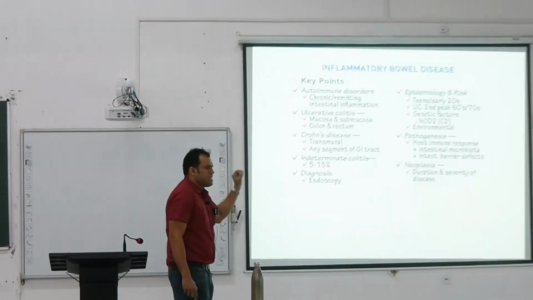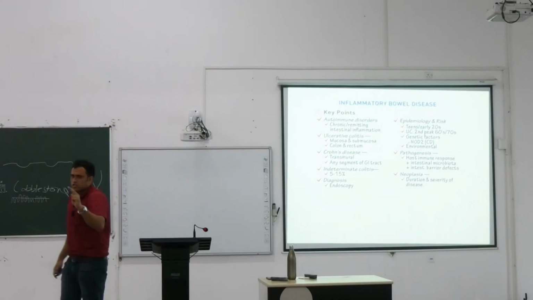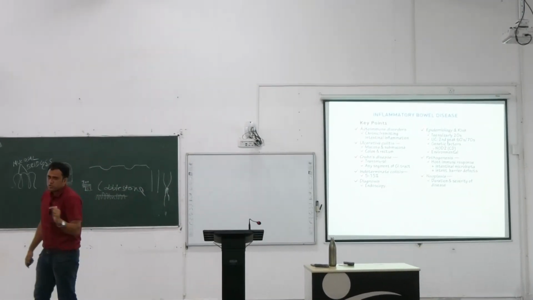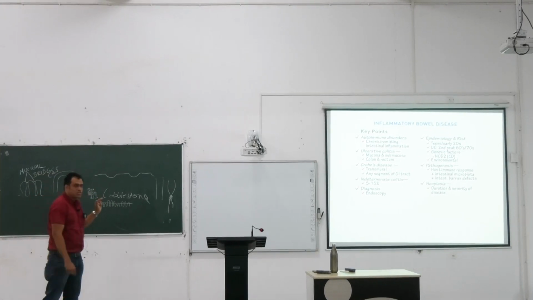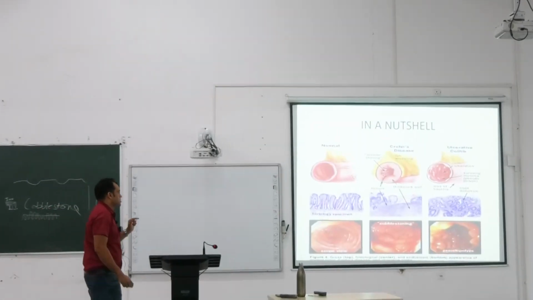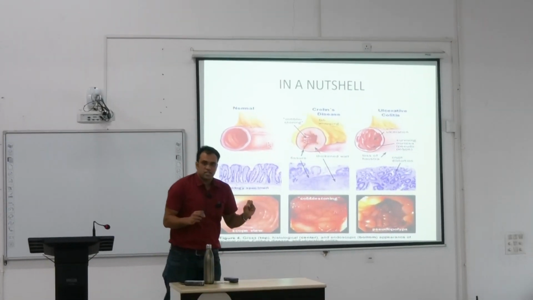So these are the key points of ulcerative colitis. I'm explaining them to you. You know the points now, or you have to read the books. These are the key points to distinguish ulcerative colitis and Crohn's disease. So this is in a nutshell what is ulcerative colitis, what is Crohn's disease.